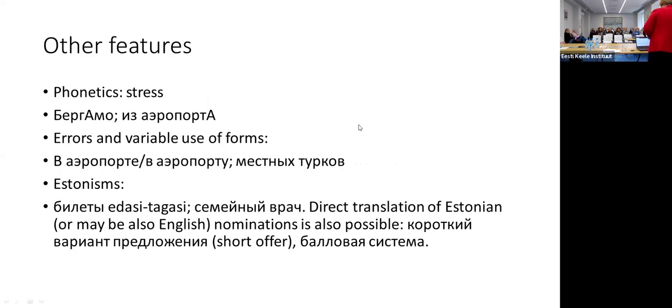Other features, phonetics, for example, stress. They said Bergamo with the wrong stress, not as normally said. Is aeroport, is aeroporta, normally it is aeroporta. Errors and variable use of forms. Aeroporti, aeroportu, both forms were heard. Normal must be aeroportu, like в саду, в шкафу, etc. Местных турков is a mistake because it must be местных турок.